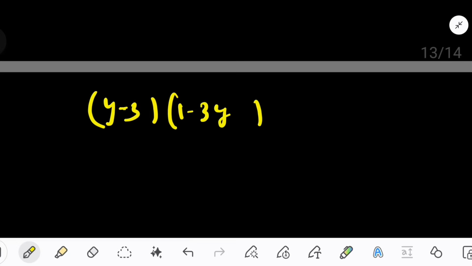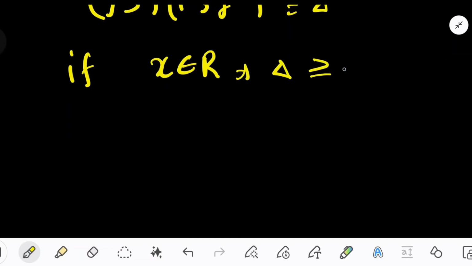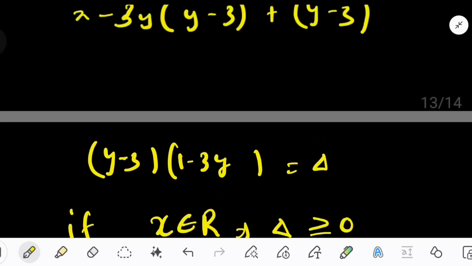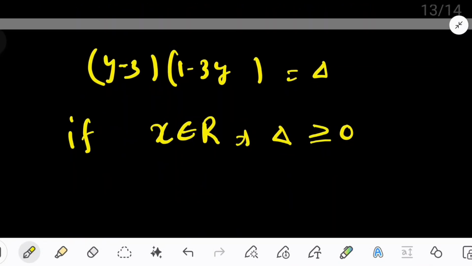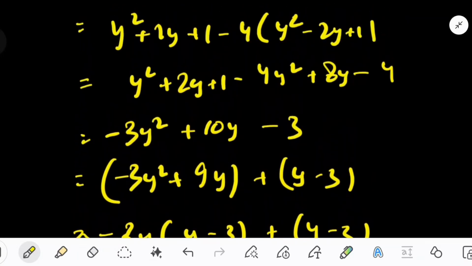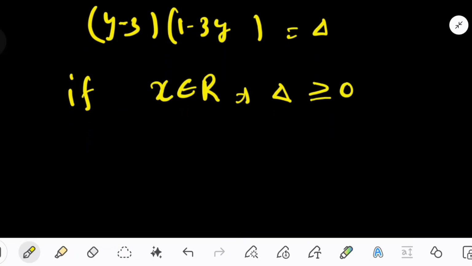And of course, now if this is equal to the discriminant, and if x belongs to real numbers, then it implies that the discriminant will have to be always greater than or equal to 0, correct? Of course, if x belongs to real numbers, then how can the discriminant be less than 0? Because on solving, x will be dependent upon y. If the discriminant is less than 0, then x won't be a real number, right? Because in that case the solution will be complex numbers, right?